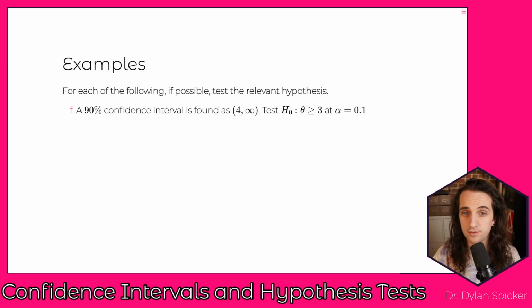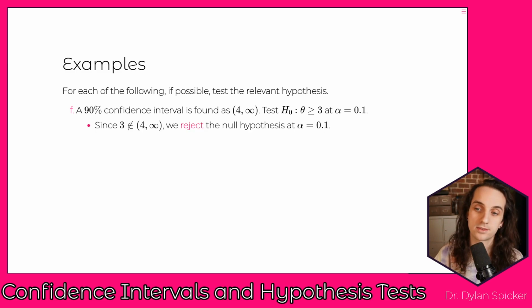So we have a 90% confidence interval. In this case, we're testing 4 up to infinity, and we want to test, is the null greater than or equal to 3? Our alpha is aligned with the 90%, and so is the null hypothesis with the interval. The interval is 4 to infinity. The null hypothesis is that it's greater than or equal to 3. Because 3 is not in this interval, we're going to be able to reject the null hypothesis here. So since 3 is not in the interval, we reject the null hypothesis at alpha equals 0.1.